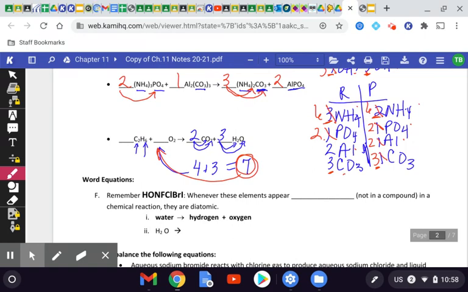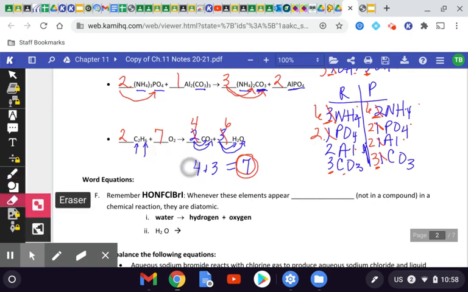Okay, so let me explain what I'm doing. So we assumed that this guy was a 1 before, the C2H6. So now I'm going to double it from 1 to 2. The 2, I'm going to double to a 4. The 3, I'm going to double to a 6. And the odd number becomes my coefficient in front of O2. And then I could go back and double check my work.